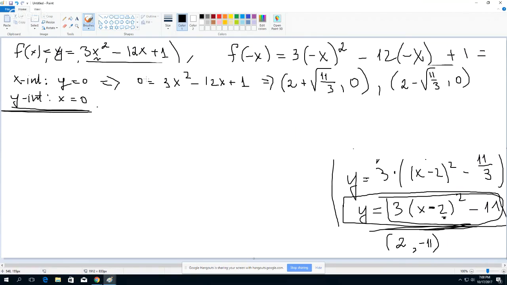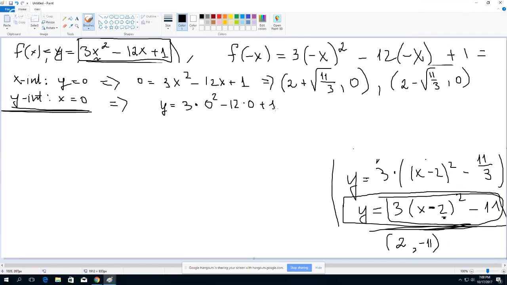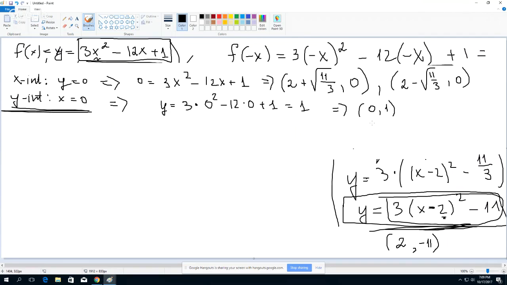Now let's find the y-intercept. And tell me if I need to slow down. Oh no, that's fine. With y, we just plug in 0 for x. In this case, it's better to substitute into this formula, 3 times (x minus 2) squared minus 11. So what do we get for the y value? I think it's just 1, right? Exactly, because 0 times anything is 0. And so our point is 0, 1, because we set x to 0.